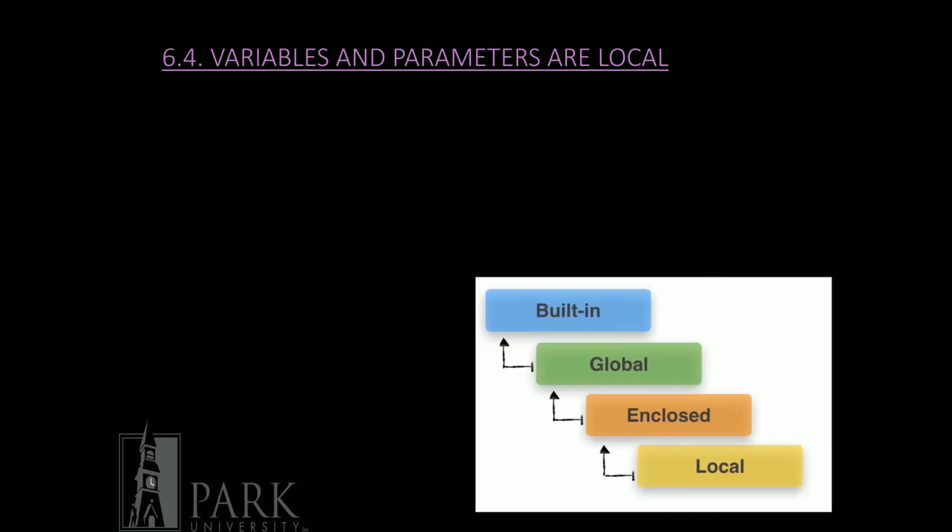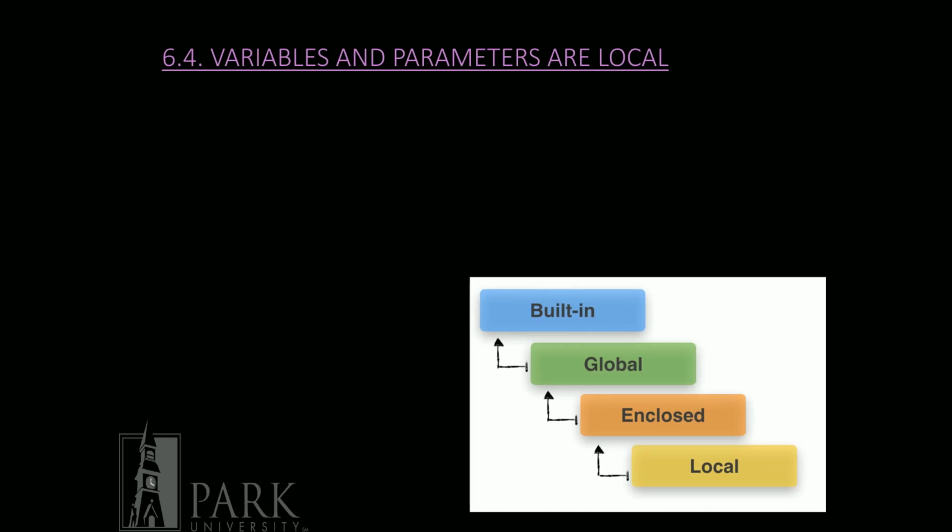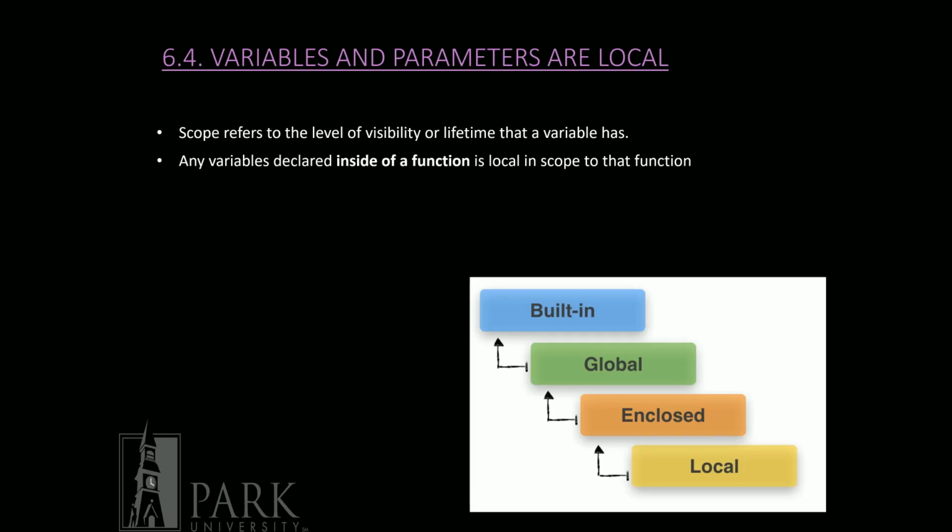Now that we covered unit testing at a very high level, mind you, let's go ahead and return the conversation back to talking about some more of the peculiarities of dealing with functions. And let's return to our discussion of scope. If you remember this chart right here, scope refers to the level of visibility or lifetime that a variable has, right? So any variable that is declared inside of a function is local in scope to that function. That means that if we try to access the variable outside of the function, we won't be able to because it no longer exists.